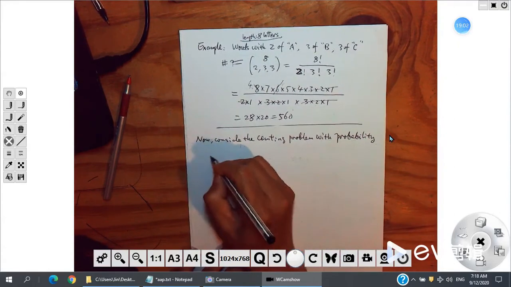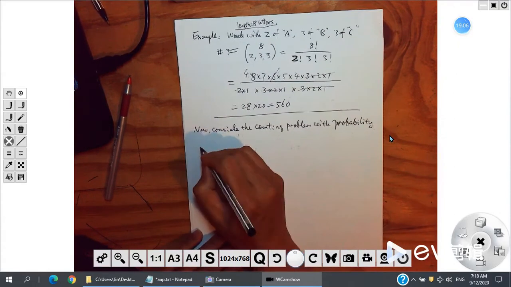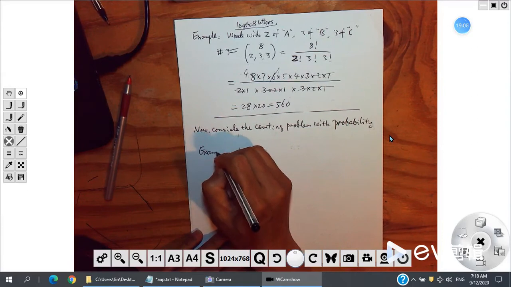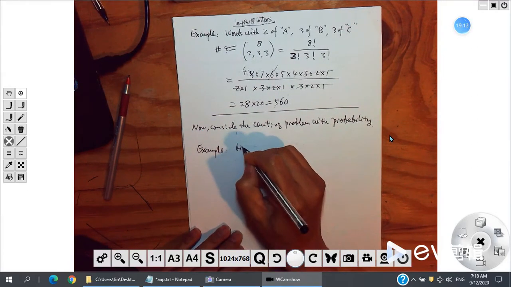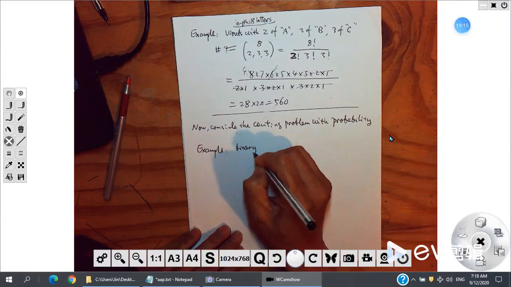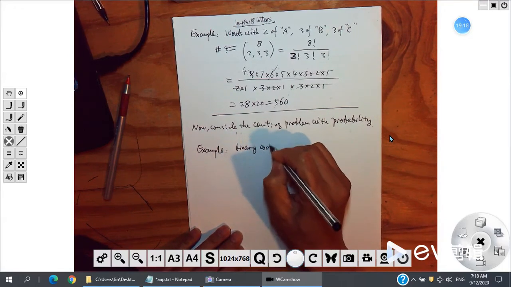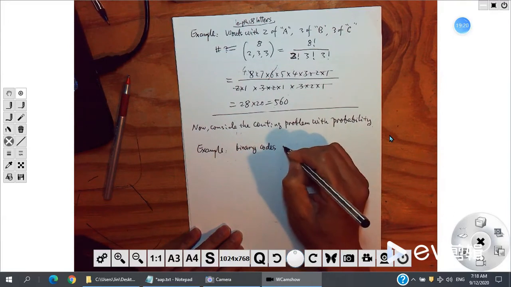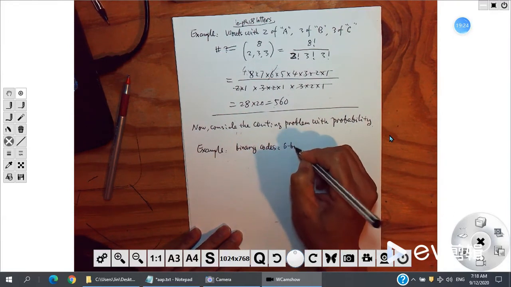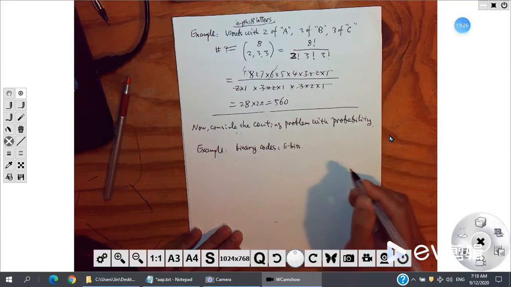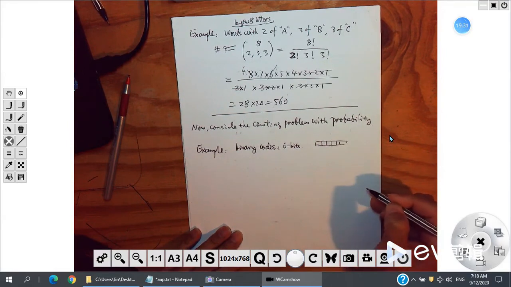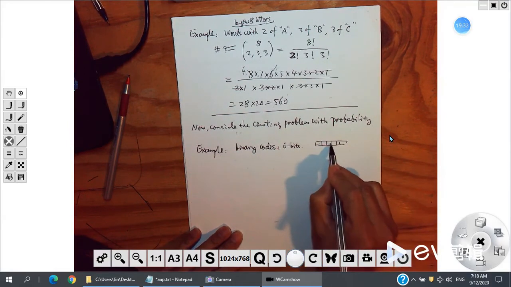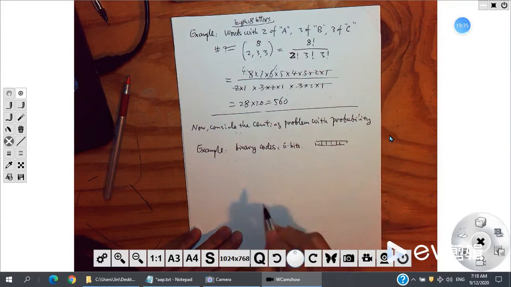Okay, I use an example to explain it. Suppose we consider binary code with 6 bits. So the length is 6, right? Length is 6. So in every position you need to put a 1 or 0.